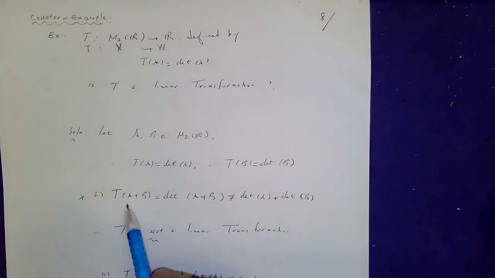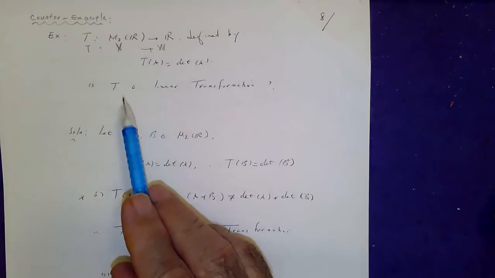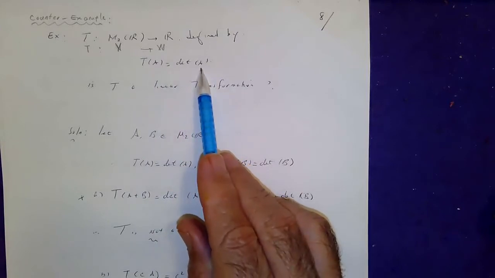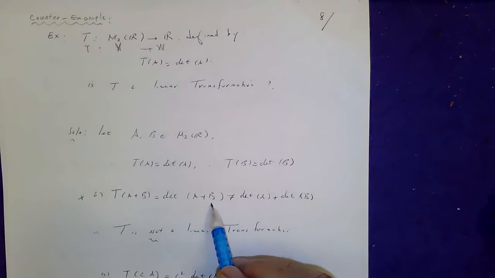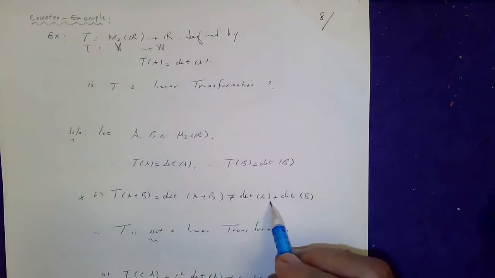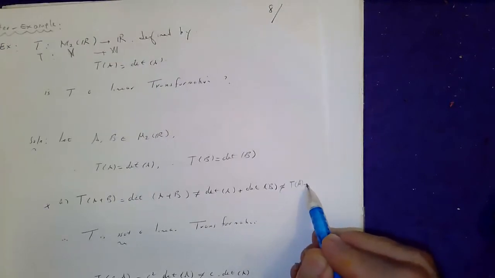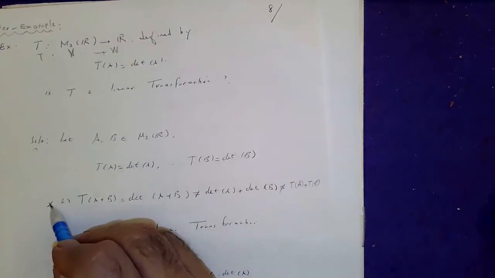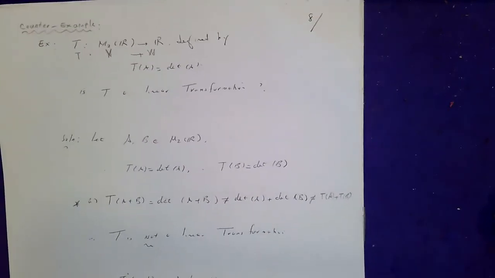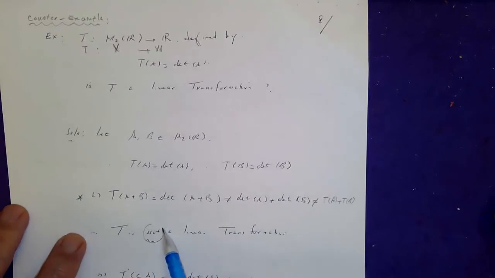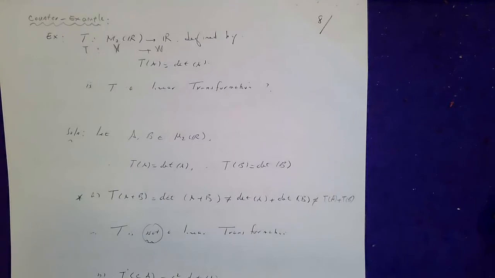Now let's see what happens to the transformation of the summation of those two matrices. Well, according to this, if I replace this with A plus B, and here I replace this A with A plus B, unfortunately, the determinant of A plus B is not the same as the determinant of A plus the determinant of B. In other words, this is not the same as TA plus TB. So the first requirement for being a linear transformation failed. So there is no need to verify the second requirement. Therefore, the transformation in this particular case is not a linear transformation.